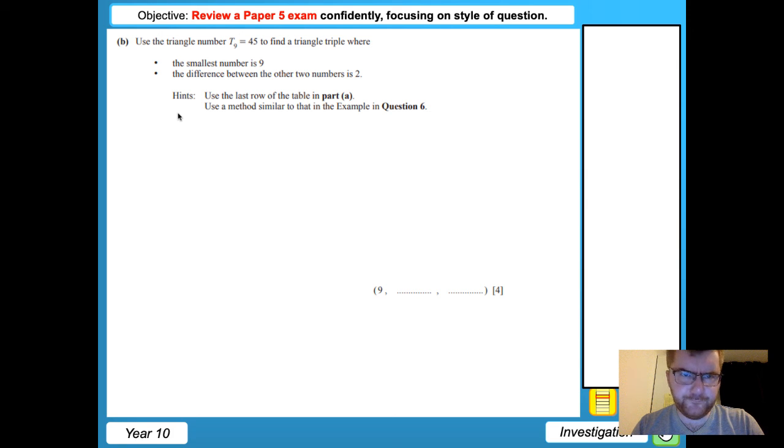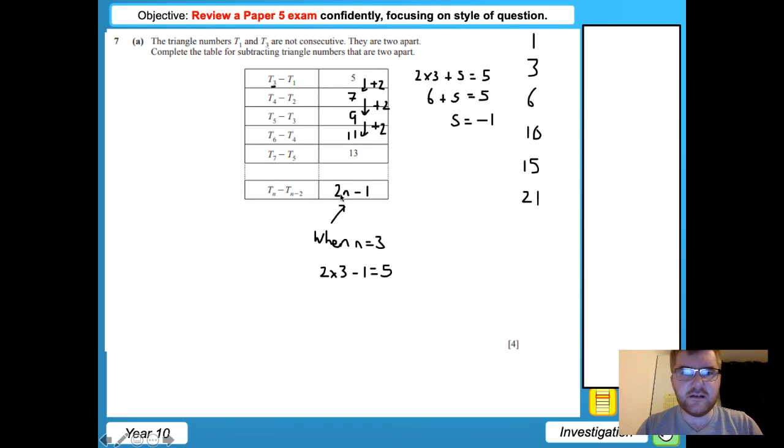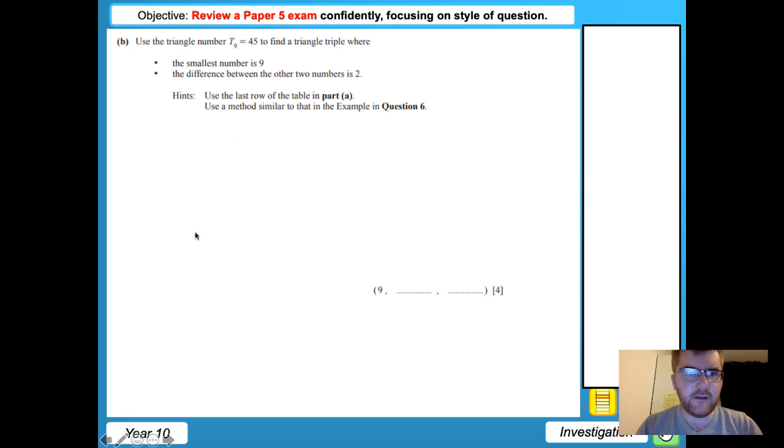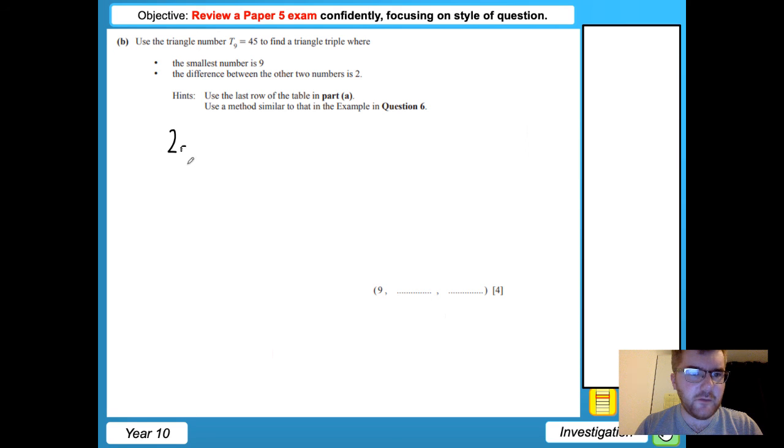Okay, so the way I would go about this actually, I think it might be slightly different to the mark scheme, is I know the difference between these two triangle numbers. I know that difference, 2n minus 1 we worked out, needs to be equal to this triangle number here, 45. So I'm using the last row of the table in part A because the smallest number is 9, and the difference between the other two numbers is 2. So I then do 2n.